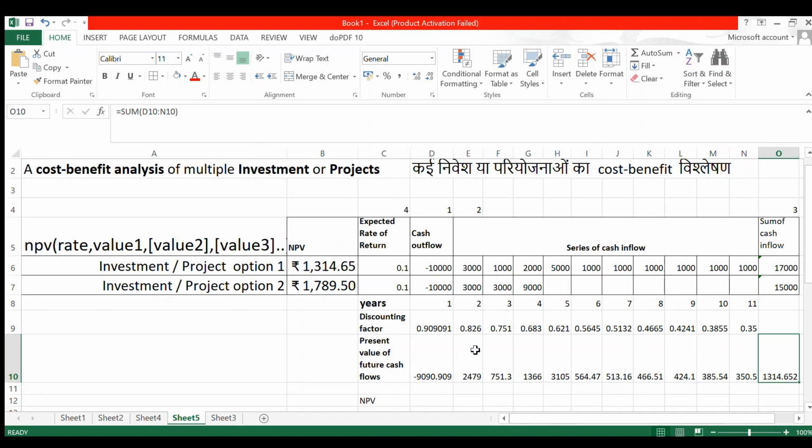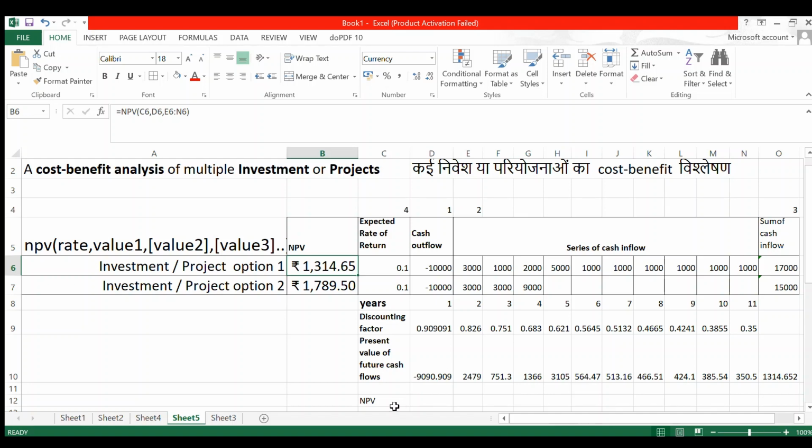The NPV for the second option can be calculated by the same formula, and you can see the second investment or project option is much better than the first project option. So this is the net present value. It has taken into consideration all the cash inflows as well as the cash outflows.